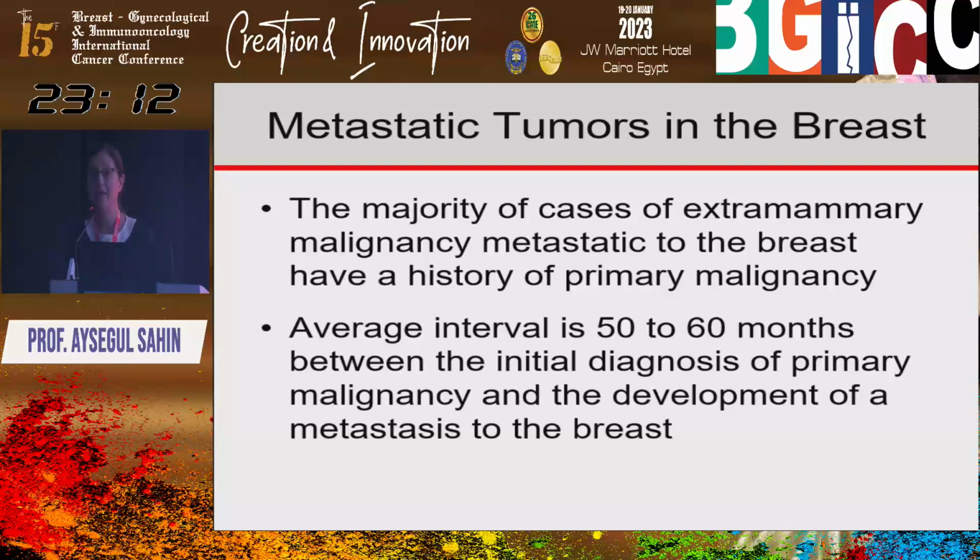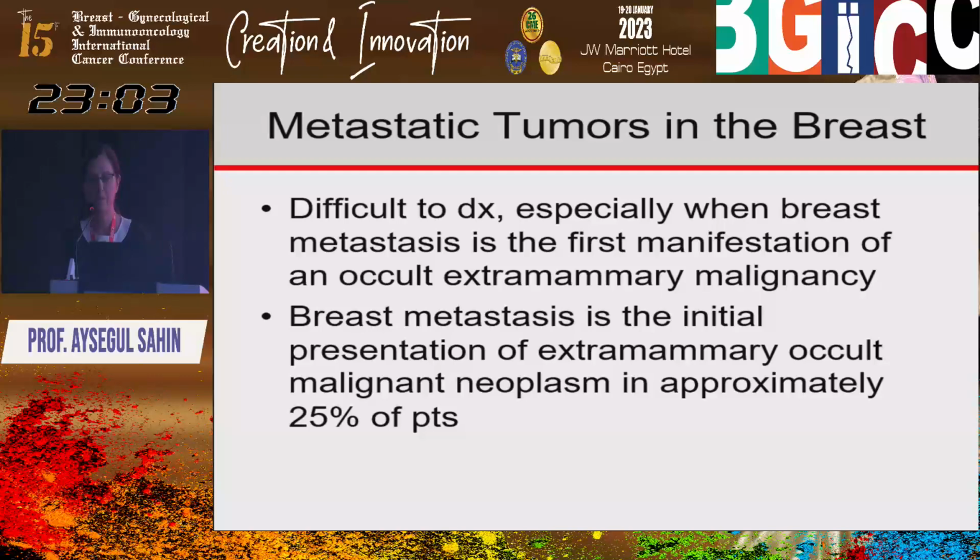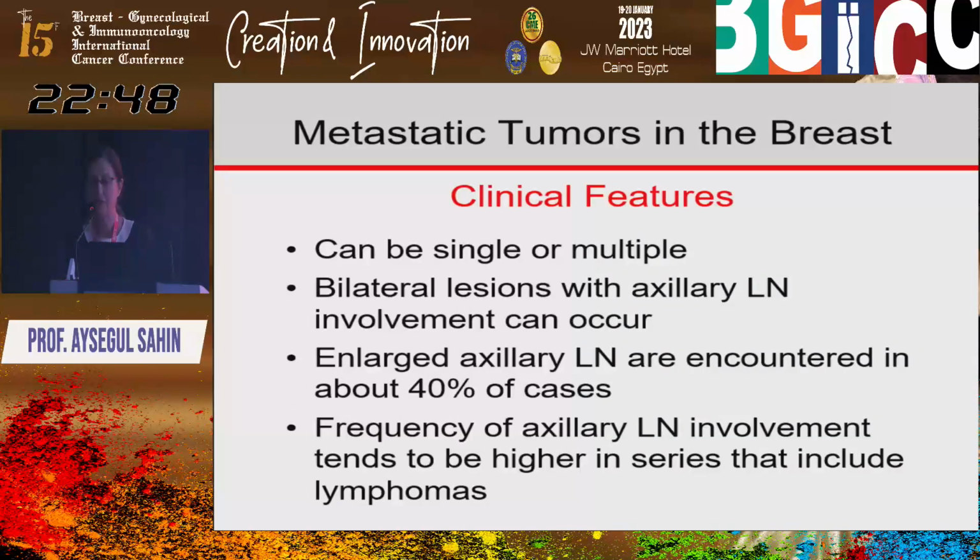The average interval is about 50 to 60 months, but now this is changing. Many melanoma patients, especially with immunotherapy now, are surviving a lot longer, and they develop unusual metastases. Breast metastasis is the initial presentation in 1/4 of the patients. So there are some patients who have an occult malignancy, and then the metastasis is the initial presentation. It can be single or multiple. Bilateral lesions can occur, and enlarged axillary lymph nodes can be encountered.